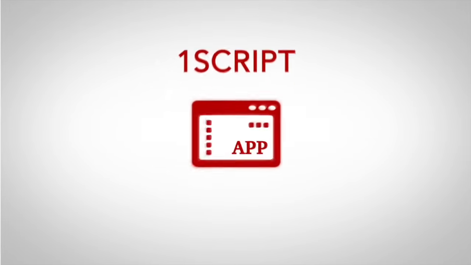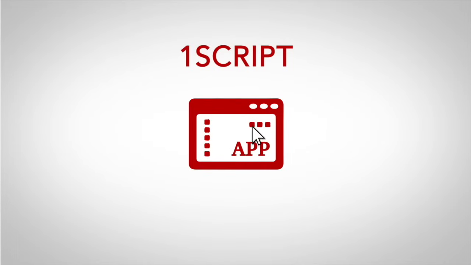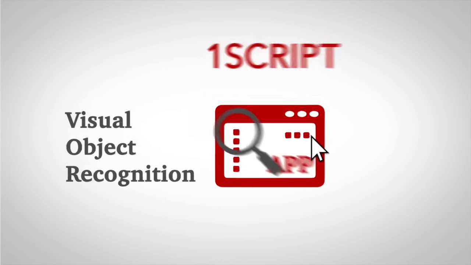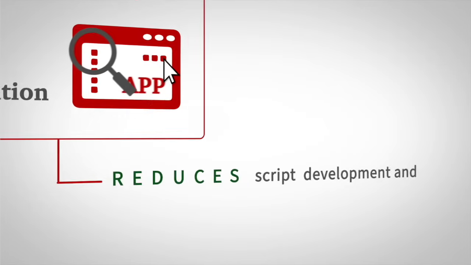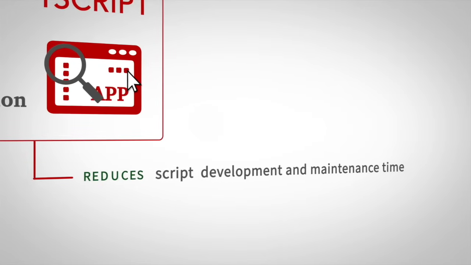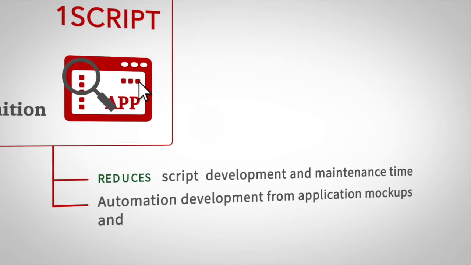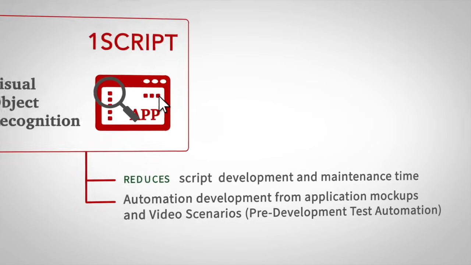So how do we do it? Simple. ZAPTEST contains our proprietary one-script technology, which can automate against any UI-based application the same way a user does using visual object recognition. This changes the game in two ways. It tremendously reduces automation script development and maintenance time, and allows automation development from application mockups and video scenarios.